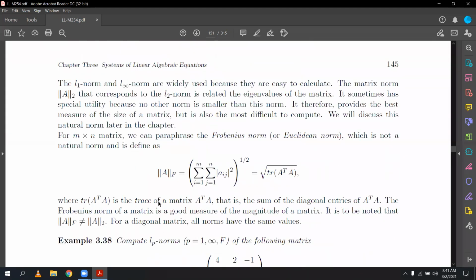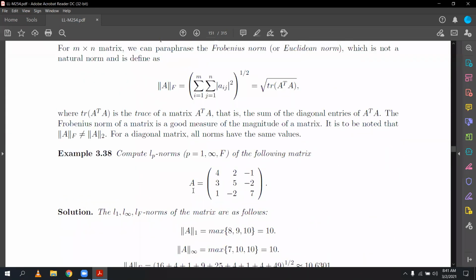For example, I give this matrix. What is the L infinity norm? What does the first row give you in the absolute sense? The sum of that row: 4 plus 2 plus 1 is 7, because we are talking in the absolute sense. So the first row is 7. The second row is 10. And the third row is also 10.